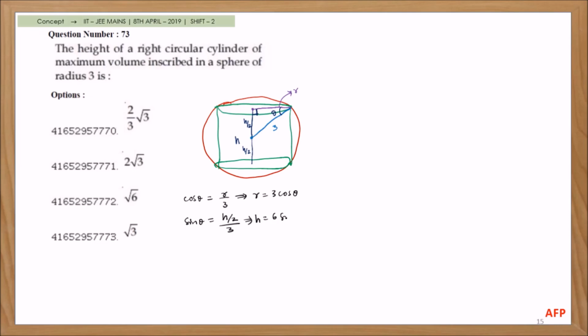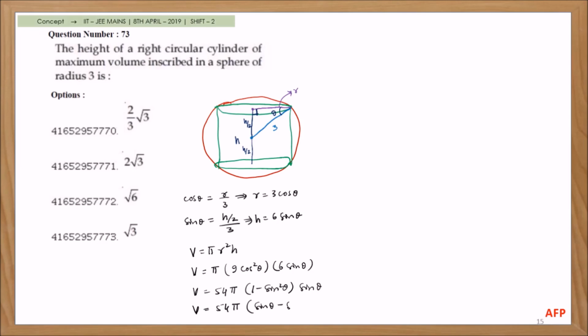h is equal to 6 times sin theta. Now we all know that the volume of a cylinder V is equal to pi r square h. So V is equal to, cos square theta you can write as 1 minus sin square theta, into sin theta. So V is equal to 54 pi times sin theta minus sin cube theta. Differentiate this with respect to theta.